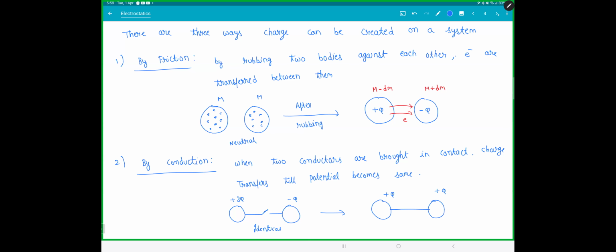Clear with this? So that is the second way of creating a charge. One is friction by rubbing. Second is conduction by touching two conductors. The third one, any doubts on this page? Clear so far?